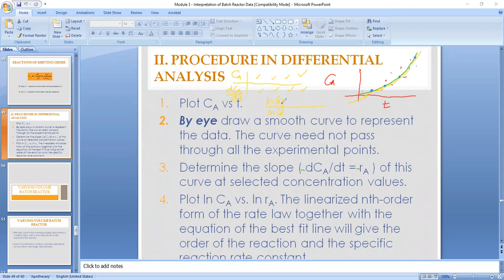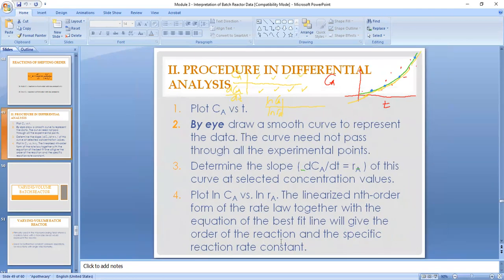What's the purpose of the LN of CA and the LN of RA? You need to plot them. Plot LN of CA versus LN of RA. The linearized nth order form of the rate law together with the equation of the best fit line will give the order of the reaction and the specific reaction rate constant.